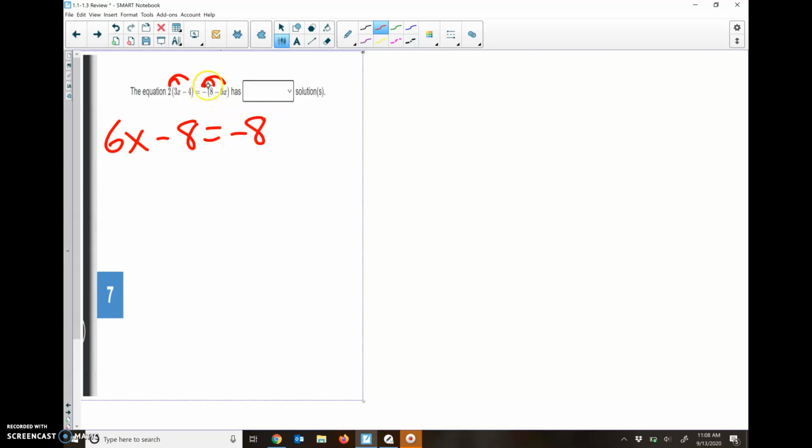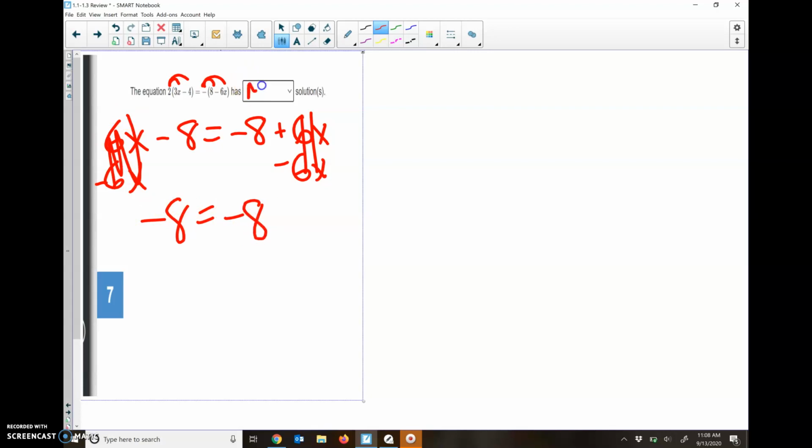So I end up with a negative 8, and a negative times a negative is a positive 6x. And so they look exactly the same. I have a positive 6x and a positive 6x. Those cancel out on the left side and on the right side. So I'm left with negative 8 equals negative 8, which would then be many solutions.